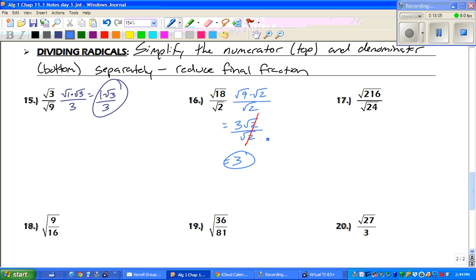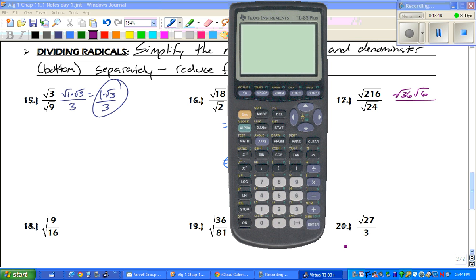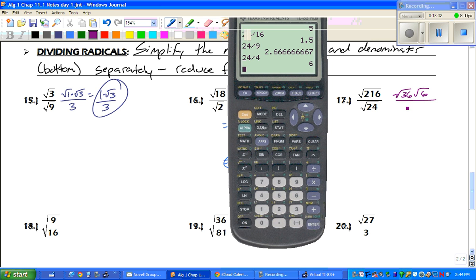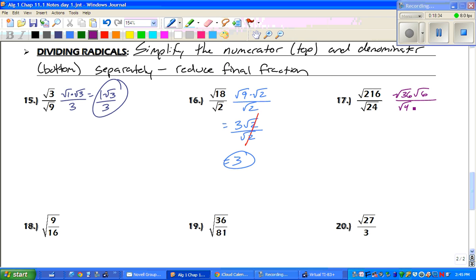Now, number 17. We've already broken down 216. It was on the other side. That was 36 times 6, and now 24. Now remember, when you're breaking this down, you're going to start with the closest one, which is 16. Then you're going to go to 9. Doesn't work. Then you're going to go to 4. Always work backwards. So it's the square root of 4 and the square root of 6.